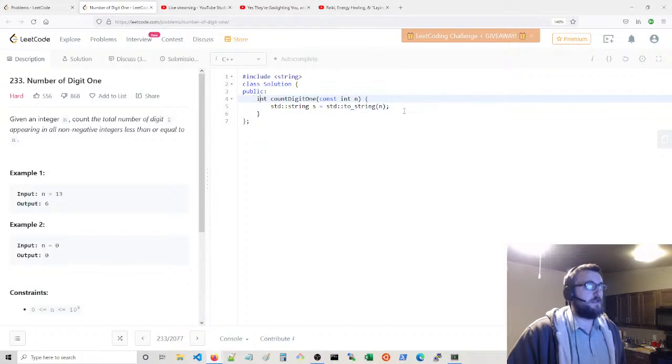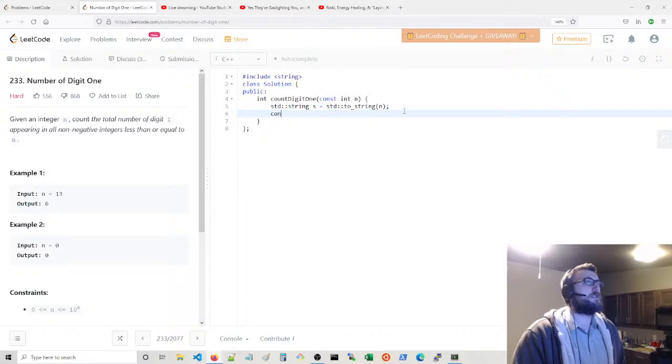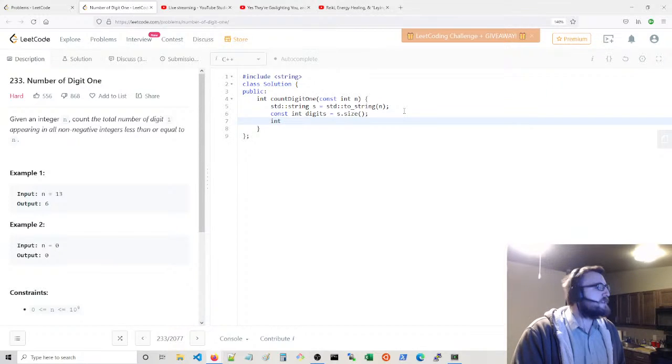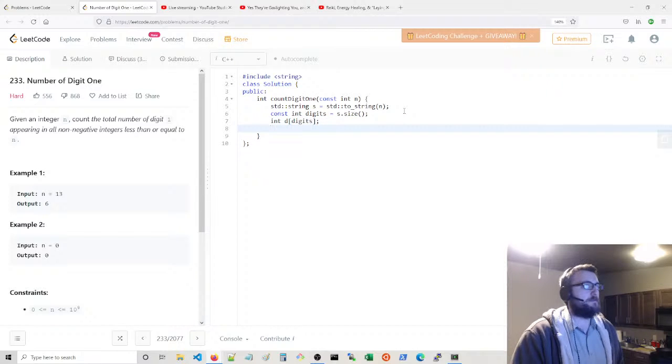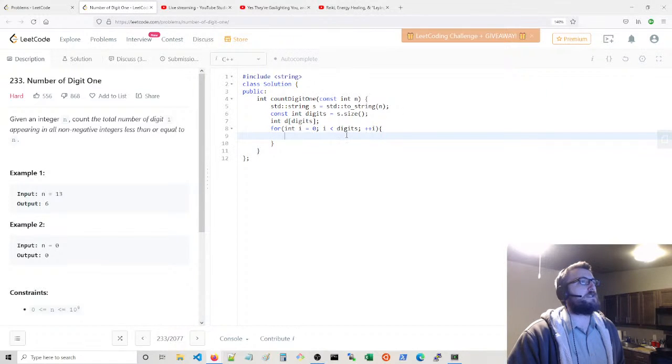Const int digits is going to be s.size. We can say vector int array dp. What do I use different? So we can say d of digits. Yep, and so we're going to say for int i equals 0, i is less than number of digits, plus plus i.